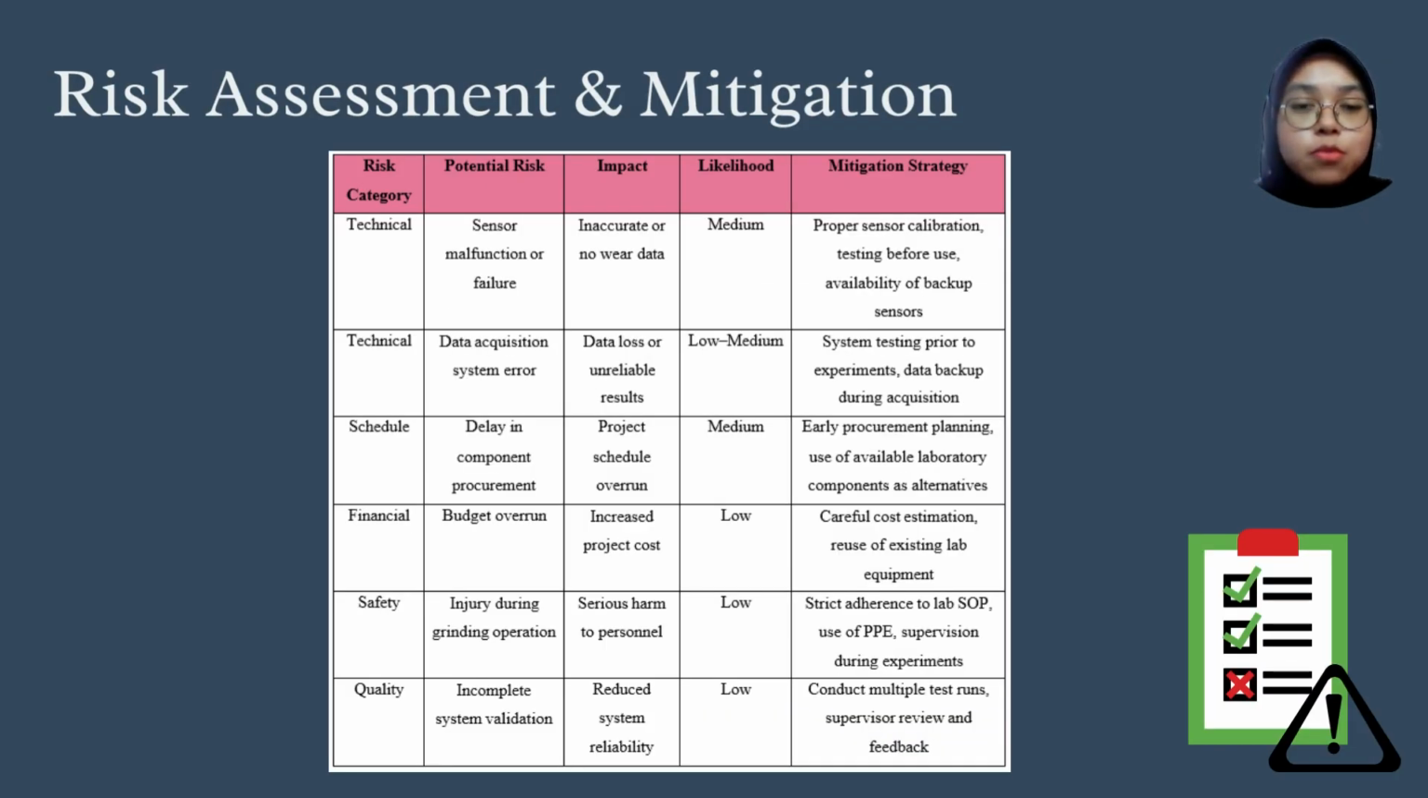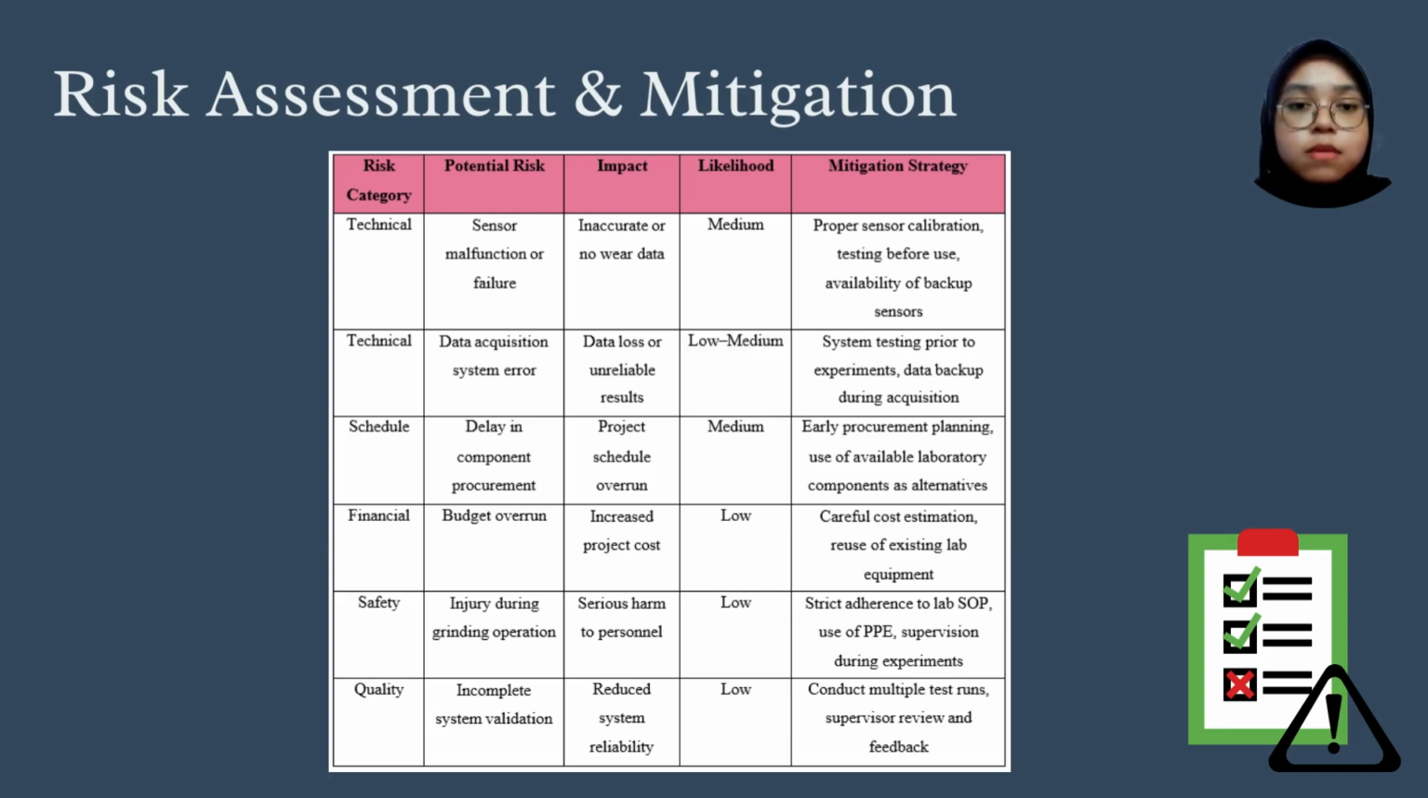This slide explains the potential risks involved in the project and the strategy used to reduce their impact. This assessment is crucial to ensure that the project can be completed safely, accurately, and on time. First, there are technical risks such as sensor failure or incorrect data readings. And when this happens, the wear data may not be accurate. To reduce this risk, the sensors are properly tested and calibrated before use, and backup sensors are prepared if needed.